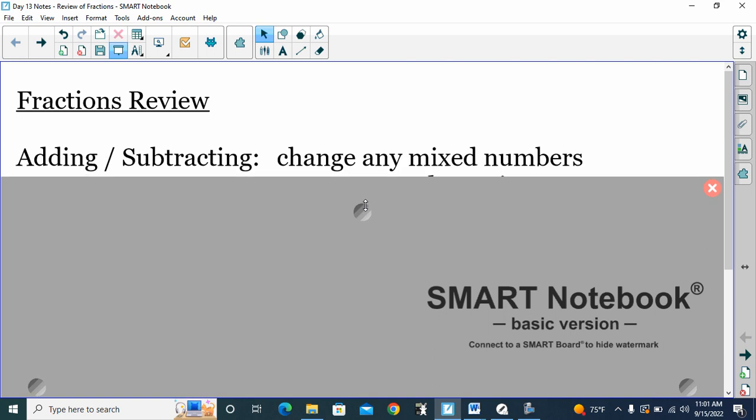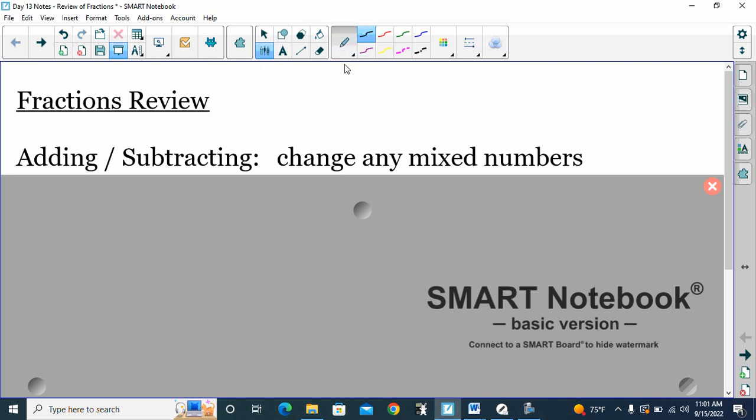First thing you always need to do is change any mixed numbers. Mixed numbers, remember, are numbers that have a whole number as well as a fractional part. So if any of the numbers are like 1 2/3, we need to change that to an improper fraction. It is a mixed number. We need to change any mixed numbers that we have. That first step's always going to be true, whether you're adding, subtracting, multiplying, or dividing. We always want to change mixed numbers to improper fractions.